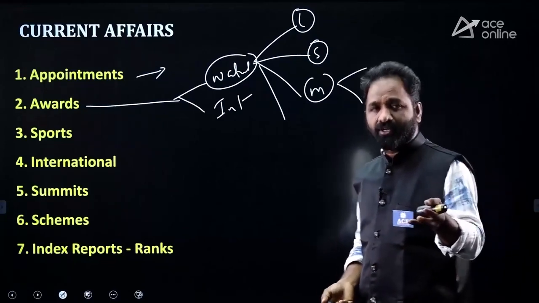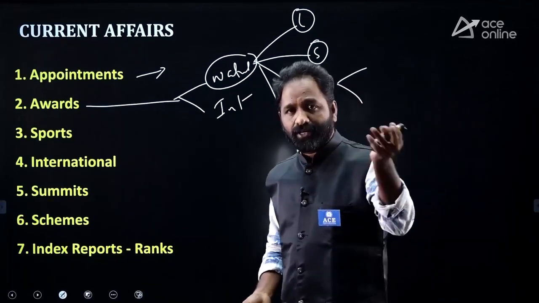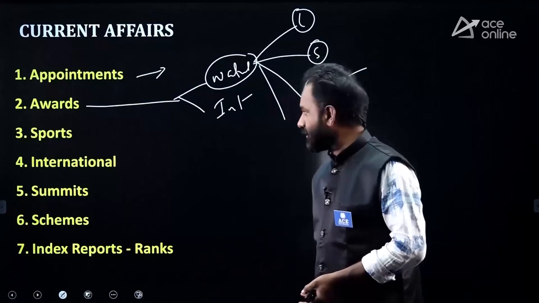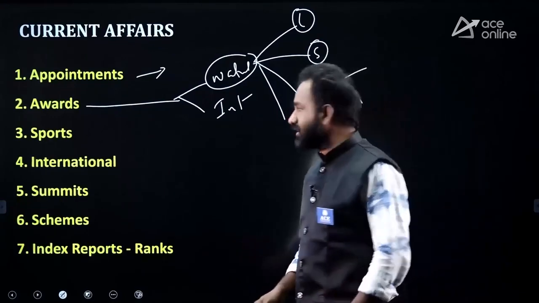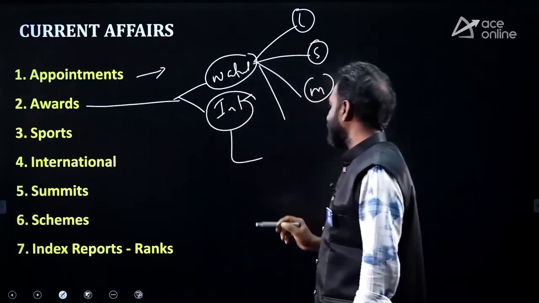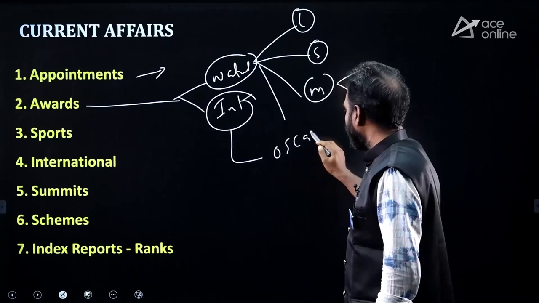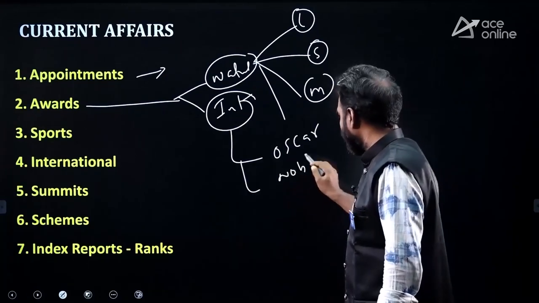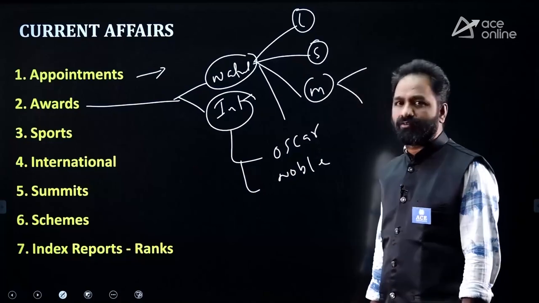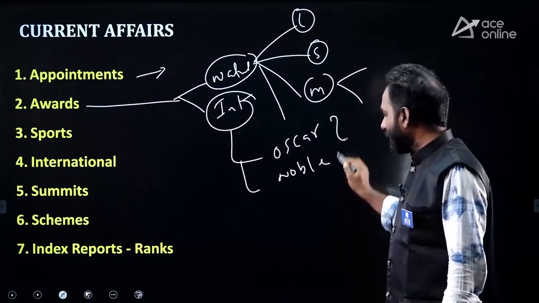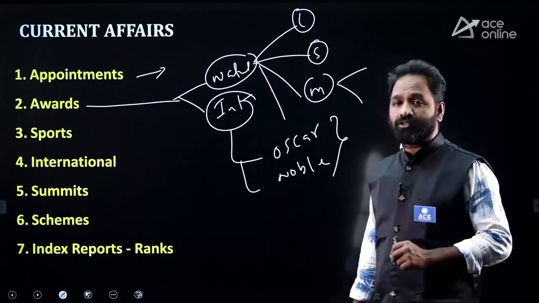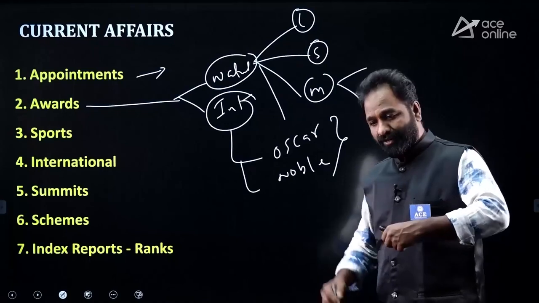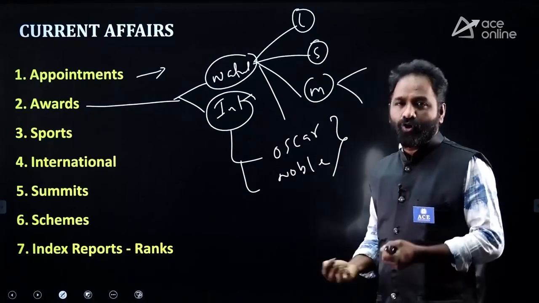In national awards, recently Rishab Shetty ji got the national award for best actor. Like that, national level awards are there, and international level awards are also there. For example, repeated questions on Oscar awards and also the Nobel Prize. Definitely they are going to ask questions on Oscar awards and the Nobel Prize. Who got the Nobel Prize? In which category did they get it? For which discovery or invention did they get the Nobel Prize?